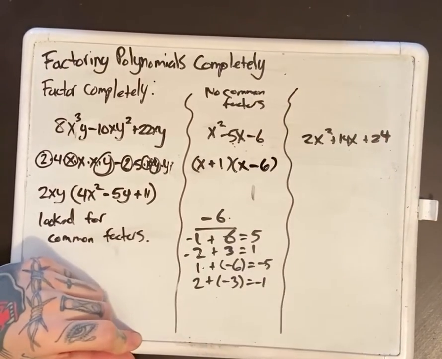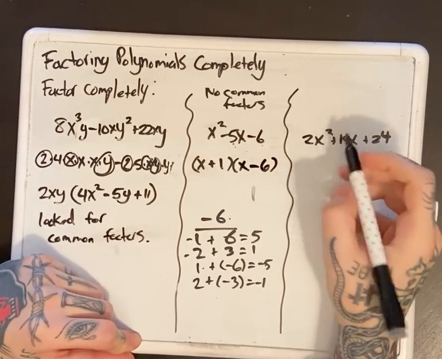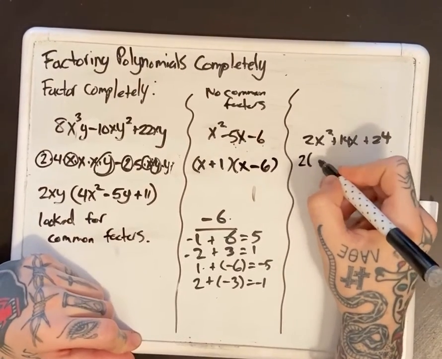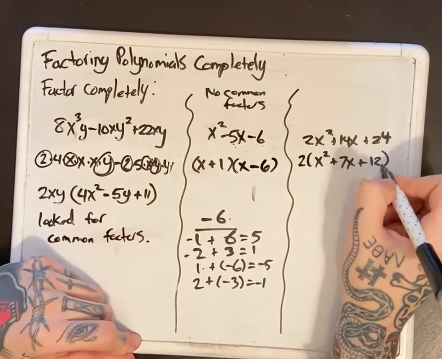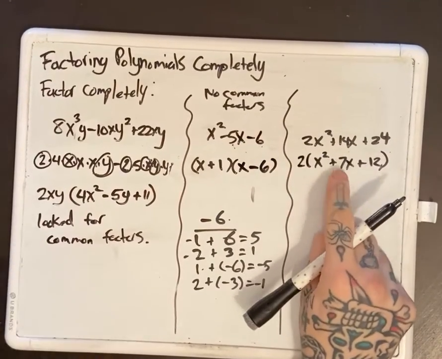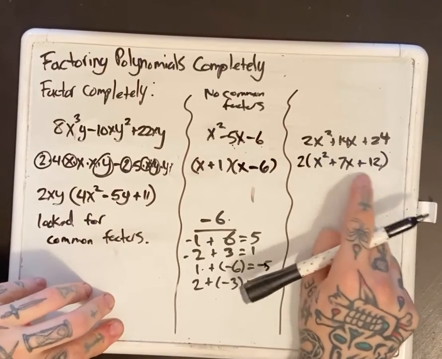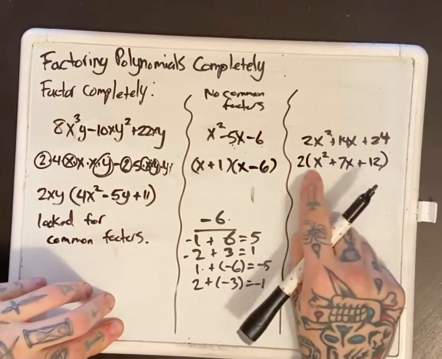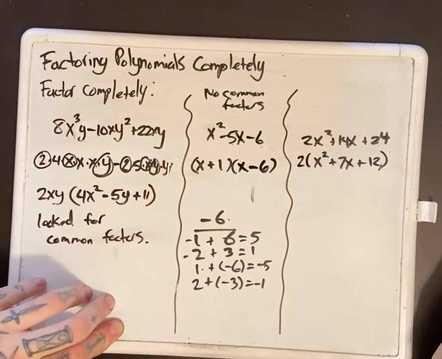Now let's look at this last one. Are there common factors here? Yes, it's 2. So 2 times x squared plus 7x plus 12. So I just took a factor of 2 out. So now there are no more greatest common factors inside this, but can this here be factored in the same way that we factored this?